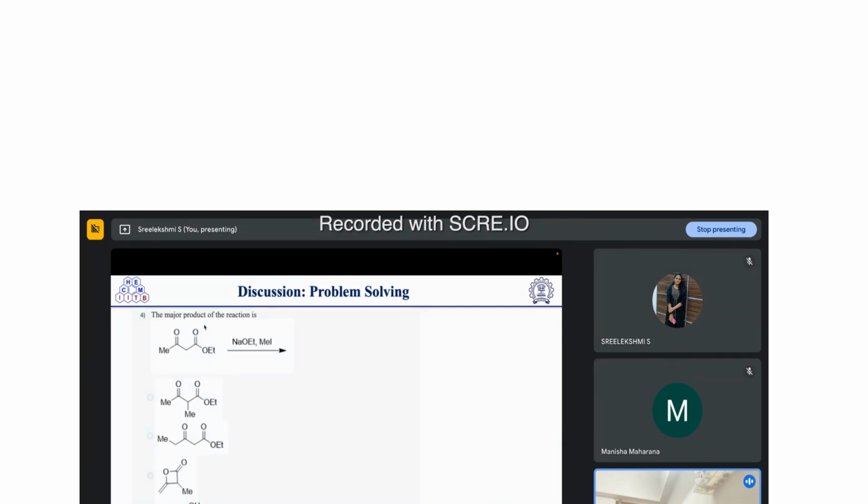Now the next question, the major product of the reaction. So here again we are using this active methylene compound with one side ketone and one side ester, and we are treating it with sodium methoxide and methyl iodide.